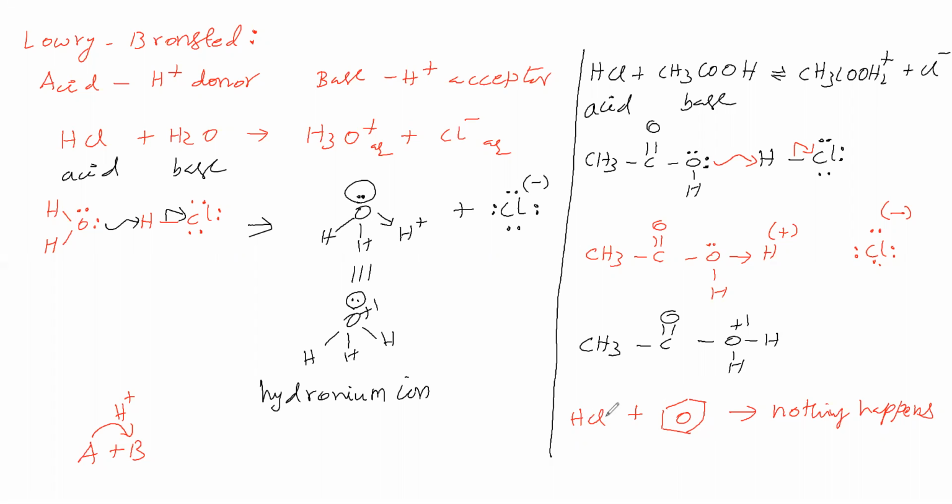HCl has a polar covalent bond. HCl is called a dipole. HCl is a dipolar molecule, so it has a dipole moment, but benzene has nothing. Therefore, they are not mixing with each other. Nothing happens between them. Therefore, we cannot say HCl is acid or not. Okay, so as per Lowry-Bronsted theory, if H plus is donated, then we can call it an acid. Otherwise, no.